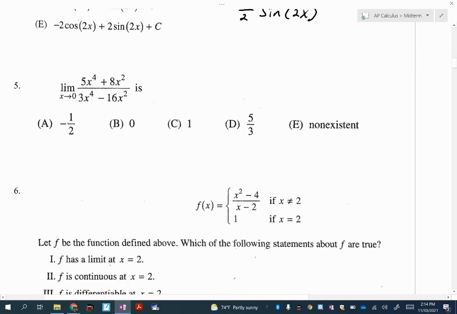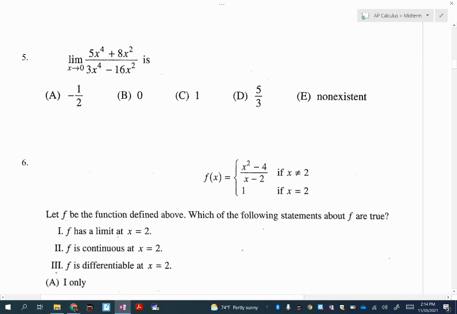Now, number 5, if you plugged in 0 in number 5, you notice you're going to get 0 plus 0 over 0 minus 0, which is 0 over 0. So you're welcome to use L'Hopital's rule, but I actually think there's a simpler way to do this, even before you knew what L'Hopital's rule was. I would factor out x squared first to get 5x squared plus 8 over x squared times 3x squared minus 16. Cross out your common factors and plug in 0.